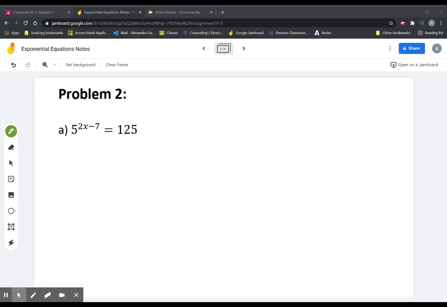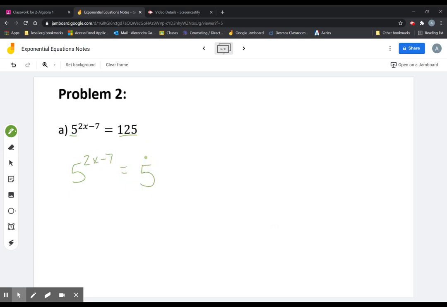Okay, so this is part 2 of our exponential equation notes. So we started with the idea that we need to make our bases the same, and then we can set our exponents equal. It looks like 5 and 125 are not the same, but I can write 125 as 5 to a power, and that power is 5 cubed.